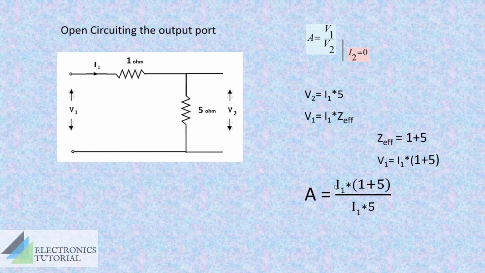So the relation for A can be simplified as 6 by 5. You can notice I haven't given any unit for this term. The reason is simple. A is a voltage ratio. That is, in the numerator and in the denominator, we are having voltage terms. That means a ratio of similar quantities will not have any unit. So it can simply be written as 6 by 5.